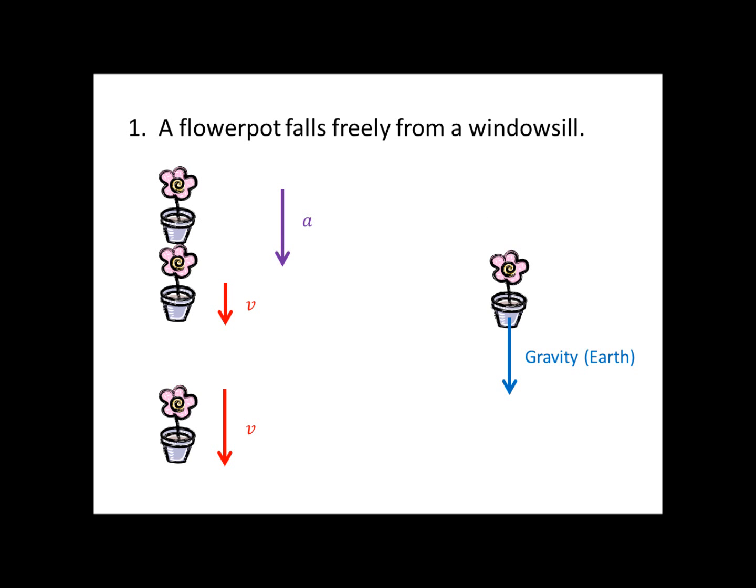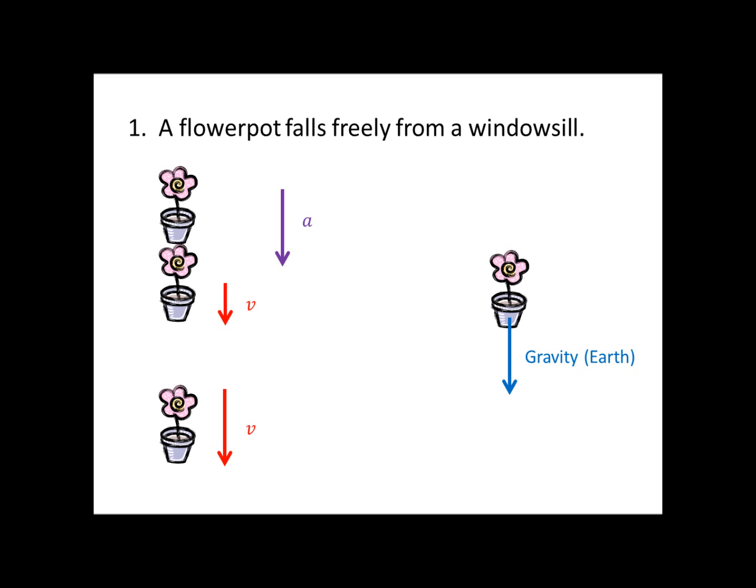Number one, a flower pot falls freely from a windowsill. My motion diagram should show my flower pot speeding up because its velocity is increasing as it goes down. You can also see that I've drawn in the acceleration. The acceleration for this flower pot is equal to a number that you're going to get to know very, very well, 9.80.